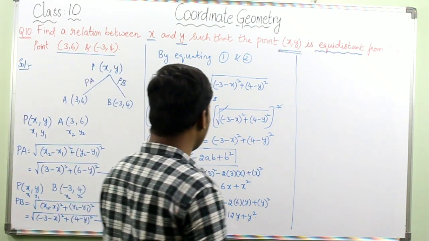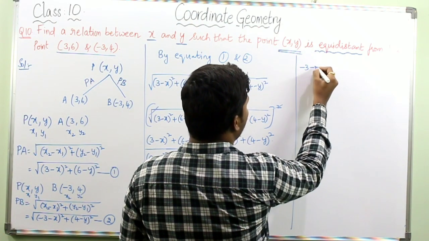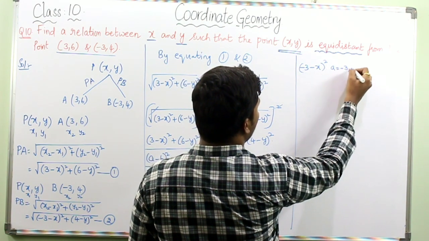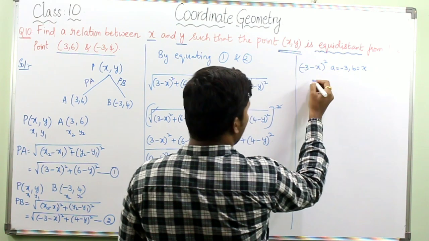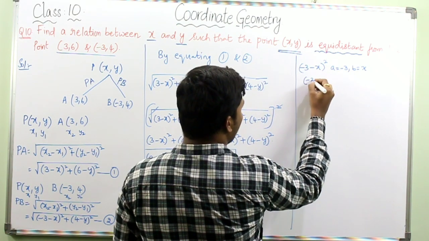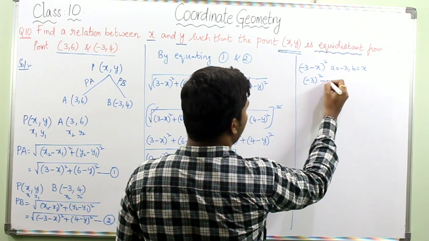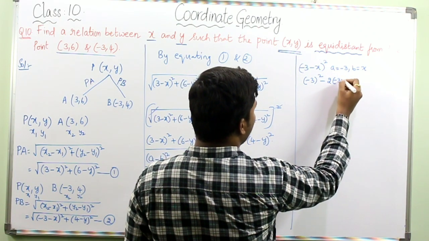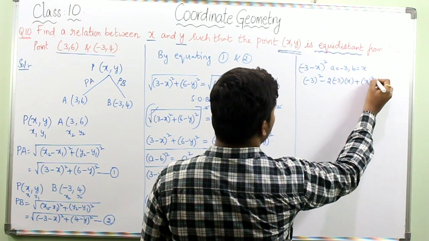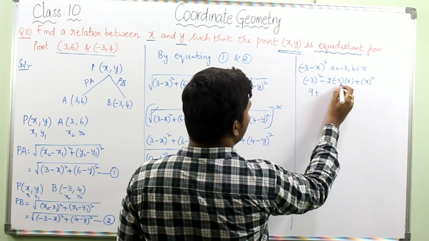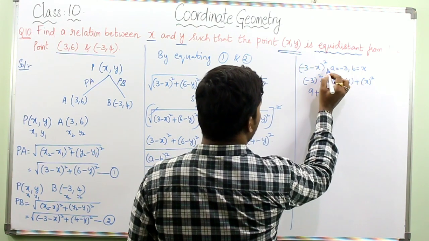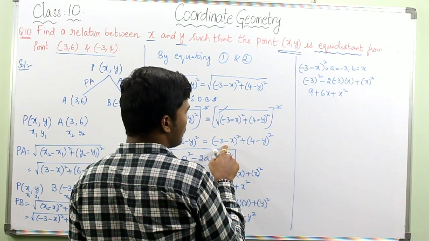Similarly, the third term is what? (Minus 3 minus x) whole square. So here what is a? a is minus 3 and b is x. So again let us open it using the formula of (a minus b) whole square. So we will get minus 3 whole square, minus 2 into minus 3 into x, plus x square. Then it will become 9 plus 6x plus x square. This is the expansion of the term (minus 3 minus x) whole square.